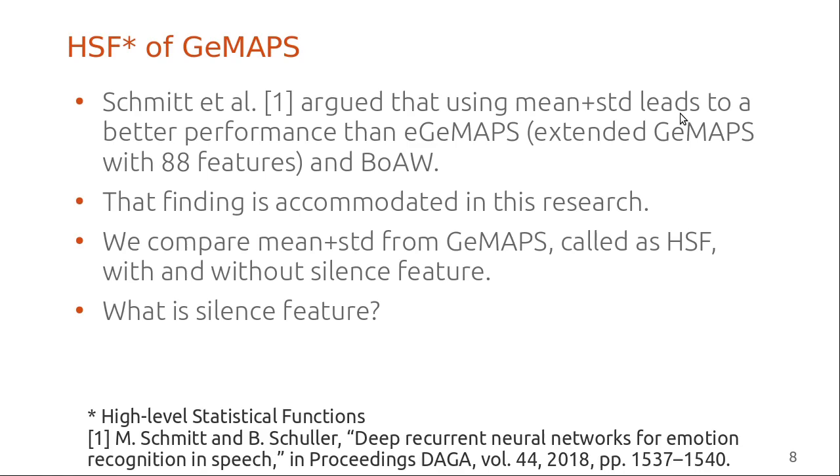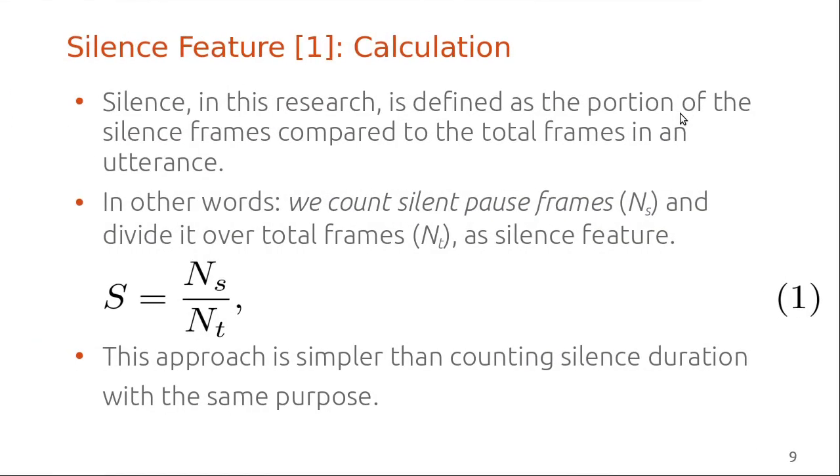So what is the silent feature? Silent in this research is defined as the portion of silent frames over total frames. If we define silent frames as NS and total frames as NT, then silent feature can be formulated as NS divided by NT. This silent frame calculation is simpler than counting silent duration, the real silence.